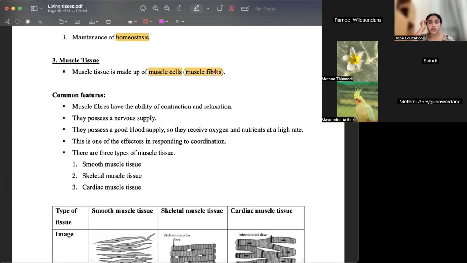Let's see the features. Very important. Muscle fibers have the ability of contraction and relaxation. That is pretty obvious, right? When I'm talking, I can freely move my mouth. Of course, there is the jaw here, but that is a separate story. But the muscles on this side are all very flexible. That's why I can move my mouth when I'm speaking like this.